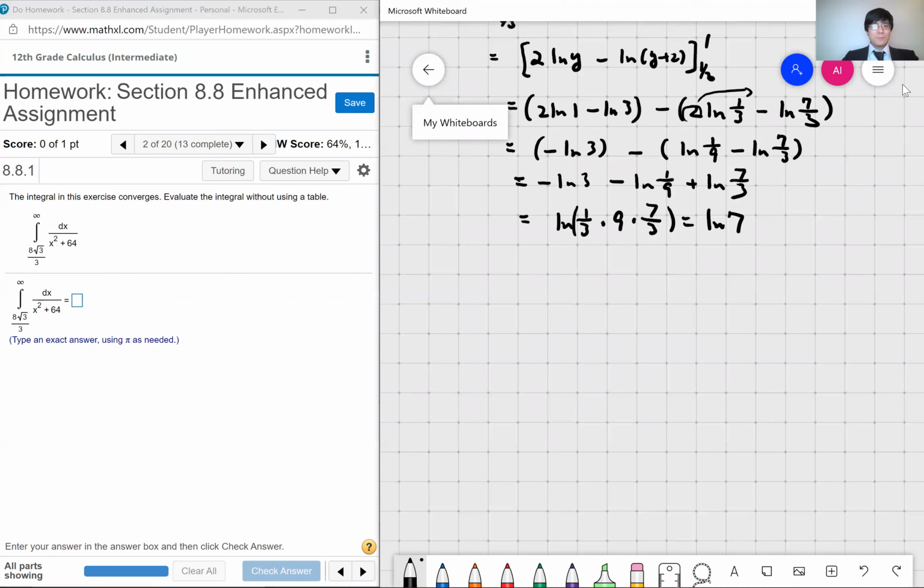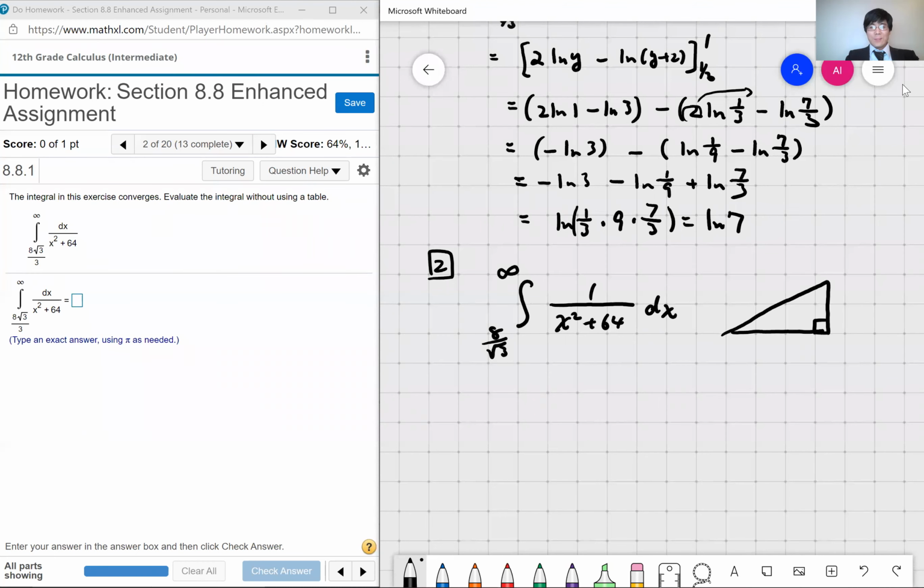Okay, number 2. It's an integral of 1 over x squared plus 64 dx, where x is ranging from 8 over square root of 3 through infinity. So in this problem, you have a sum of squares, so it's kind of using a trigonometric substitution. If you remember the formula, just use the formula. If you don't, then you have to set up the trig substitution like this.